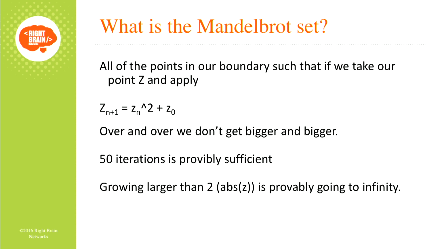Well, let's say we take any point in our boundary and we square it. And then we add the original point to it. And then we do that over and over again, let's say, 50 times. Some numbers stay small. Some numbers get really large. The Mandelbrot set, all it is, is the numbers that stay small.